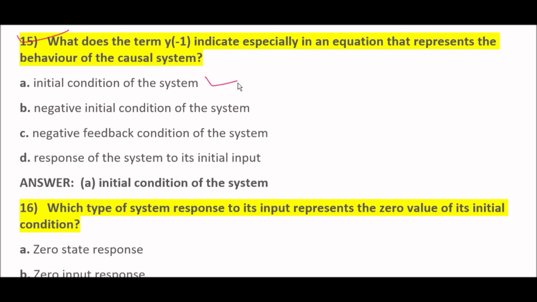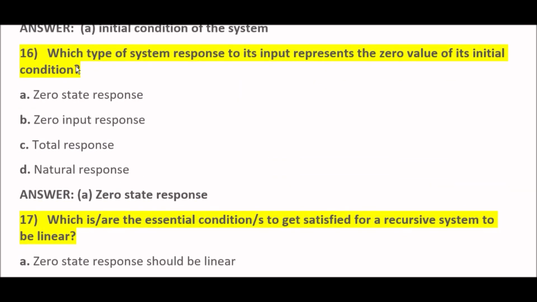Okay, next question. Which type of system response to its input represents the zero value of its initial condition? So correct answer here is option A, zero state response. Okay, zero state response of the system response to its input represents the zero value of its initial condition.